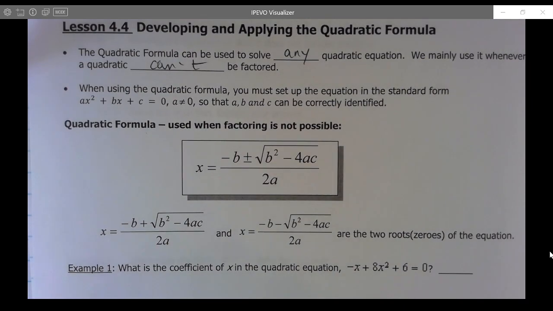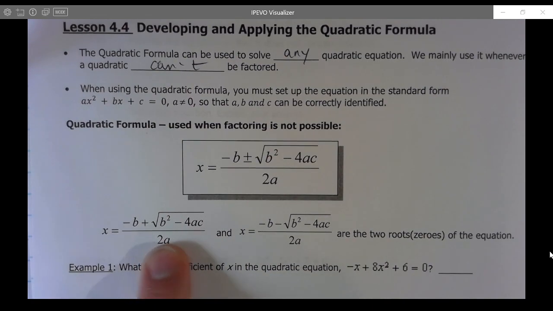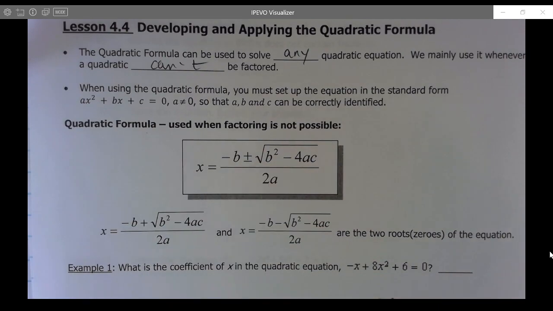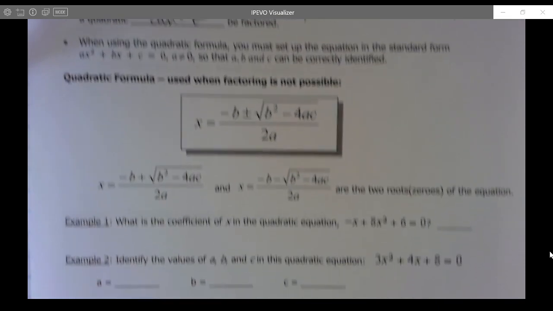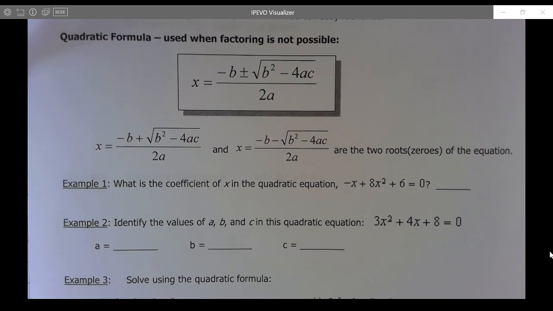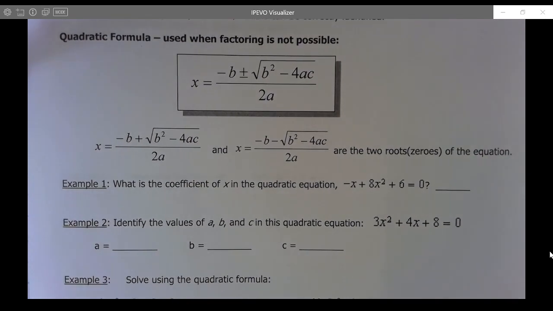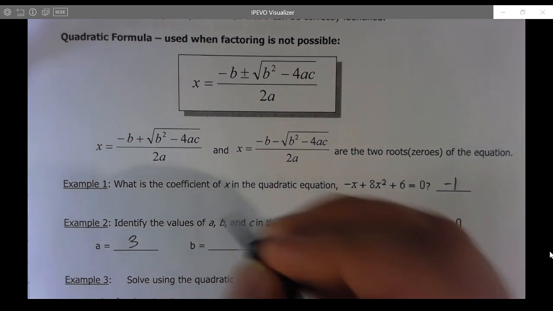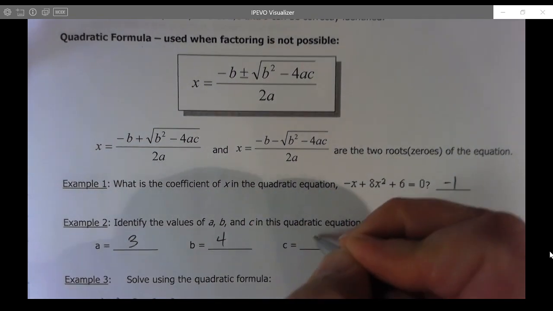And so that means that the two roots, or the two zeros, of any quadratic equation can be expressed with that formula and that formula, which is basically this, just separated into two formulas with the plus and minus expressed individually. So, just a couple of quick things. First of all, what is the coefficient of x in that equation? Well, in that one it's -1. There's a -1 there. Identify the a, b, and c values here. Well, the a value here is 3, the b value here is 4, the c value here is 8.